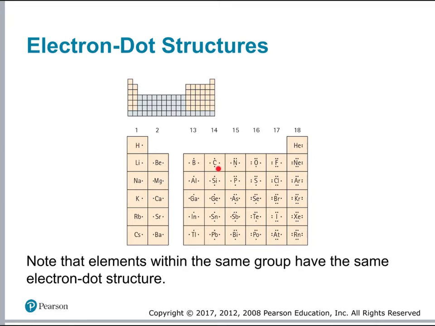Over here, all of the elements in this group have 4 unpaired electrons with which they can form chemical bonds. Over here, the so-called noble gases, their shells are completely filled. They have no unpaired electrons. They can't form any chemical bonds. So this explains why the periodic table behaves the way it does, both the behavior of the periods as you go from left to right, and also the behavior of the groups as you go up and down.